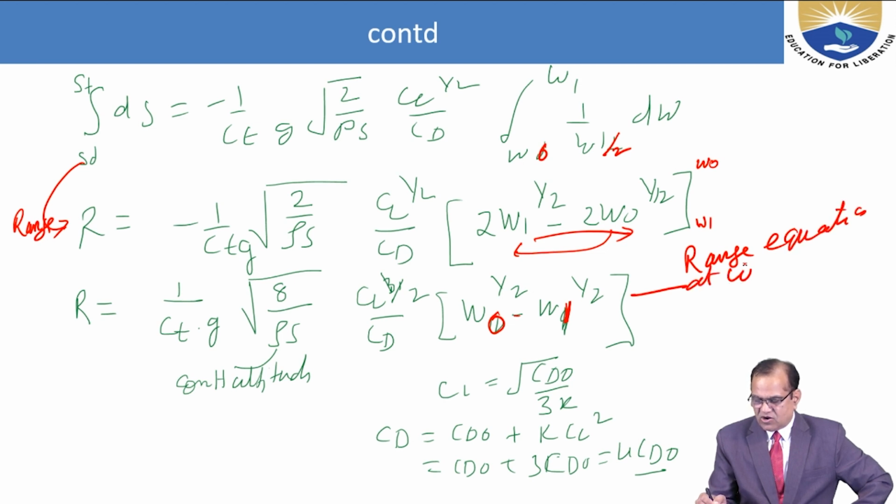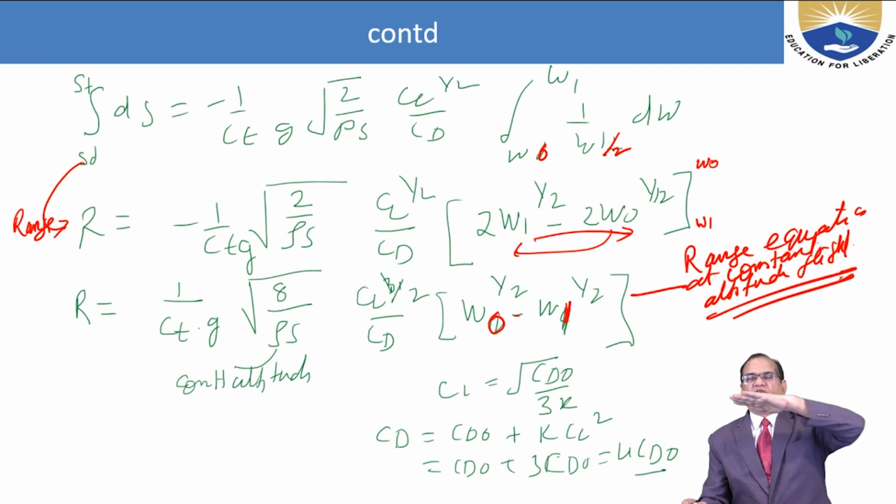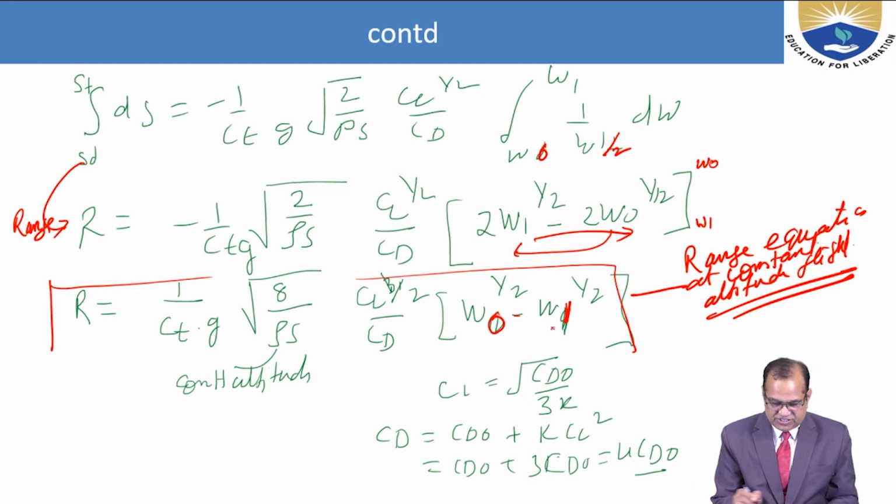at constant altitude flight. So we have different types of flight. If you keep your aircraft at the same height, you have to use how much range? Range will come as per this equation.